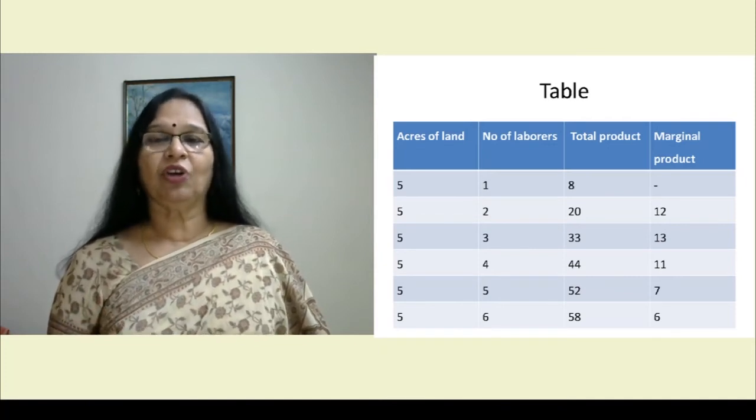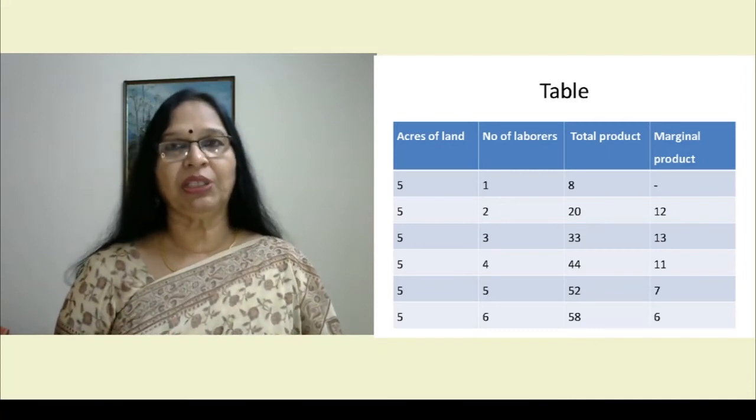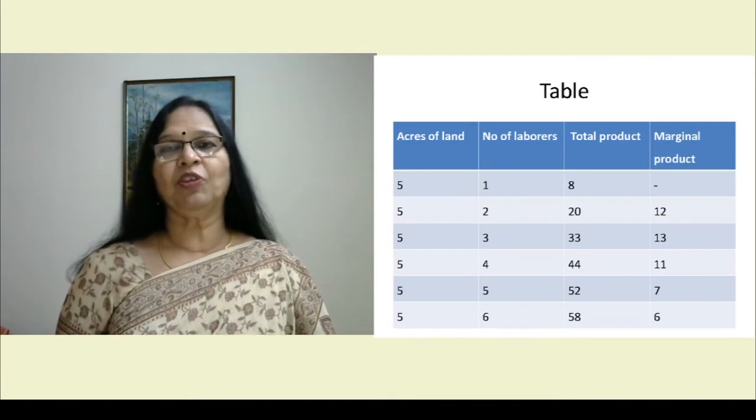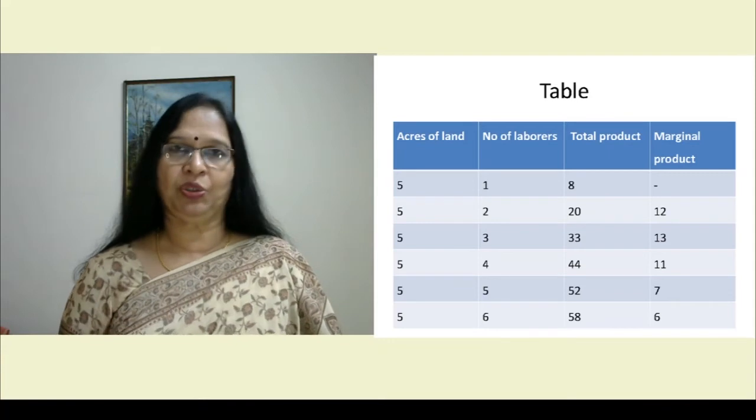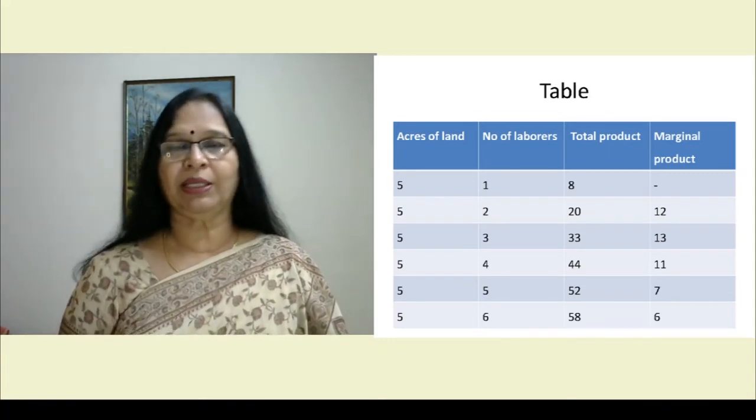And in the last column, you have a new product here, marginal product. The same idea you saw in marginal utility has been put here in terms of marginal product. So what is marginal product? What is the addition made to the total production when one more laborer is added?